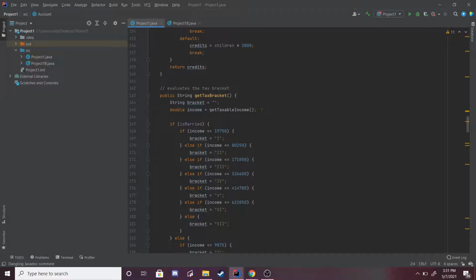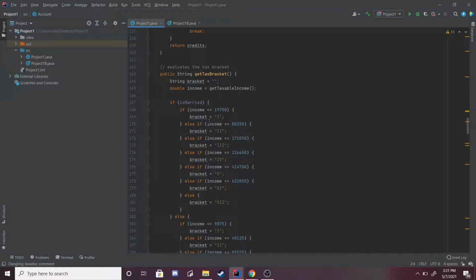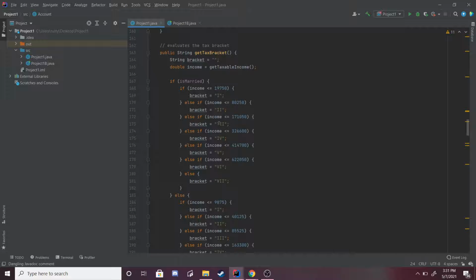This public string will evaluate the tax bracket. We set it to these 2 quotation marks just as a placeholder. The double income equals the taxable income. If they're married, income is less than or equal to 19,750 for bracket 1, unless it's less than 80,250 for bracket 2.